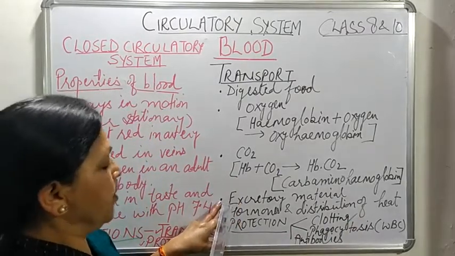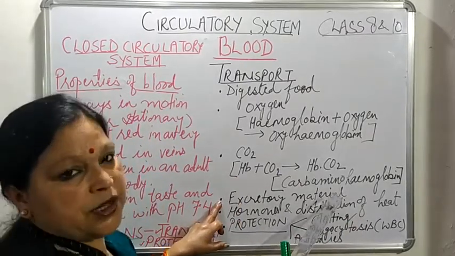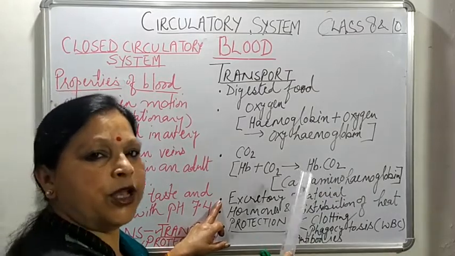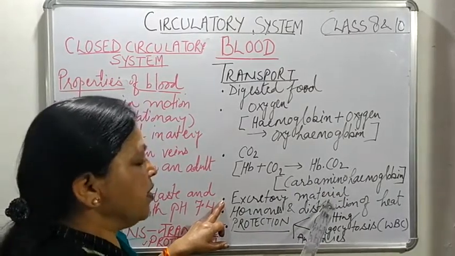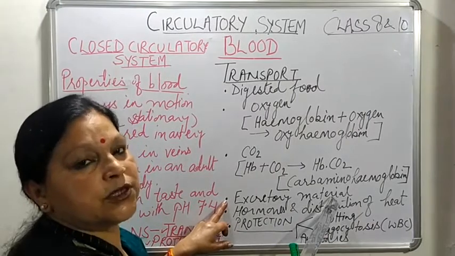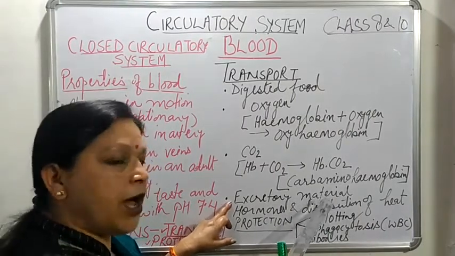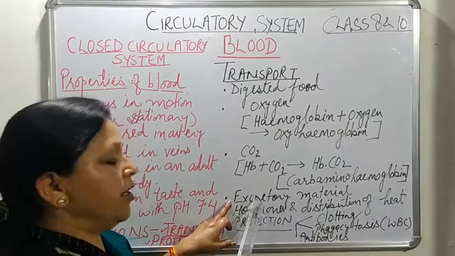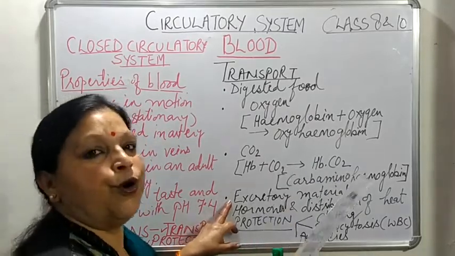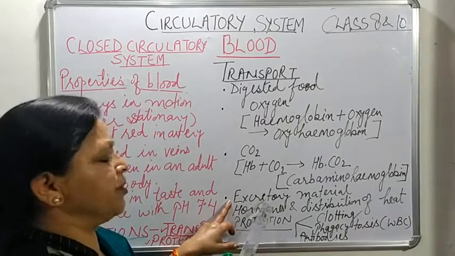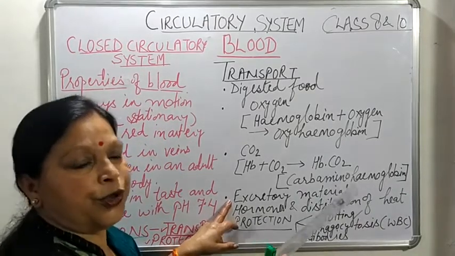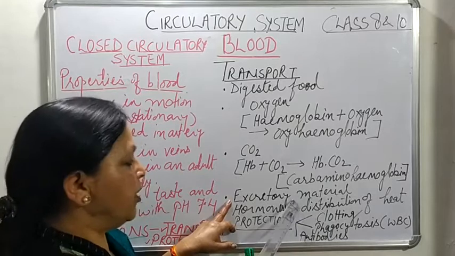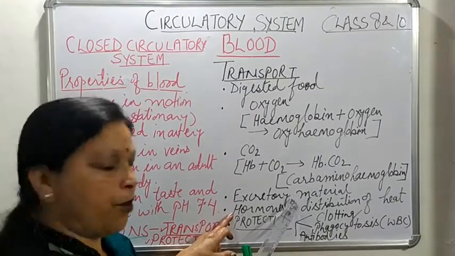Fourth function is transport of excretory materials. As a result of various metabolic activities, many excretory substances are produced in the cells and tissues. These are picked up by blood, absorbed by blood, and then transported to organs of excretion, like the liver, the kidney or the skin, so that they can be eliminated from the body.